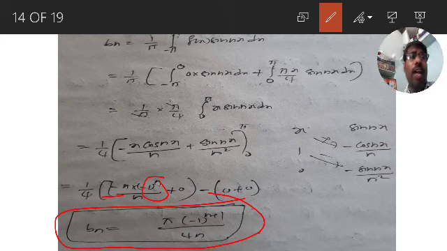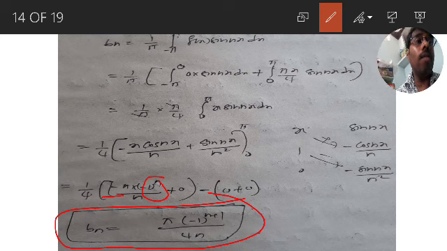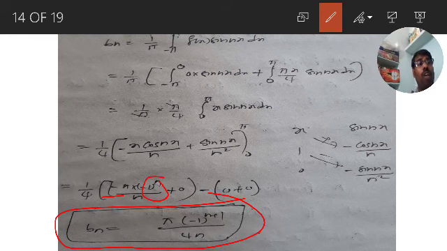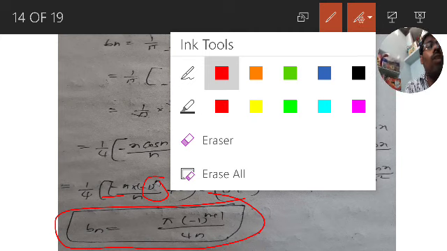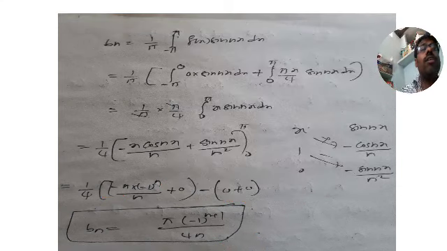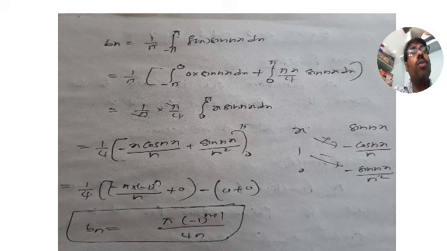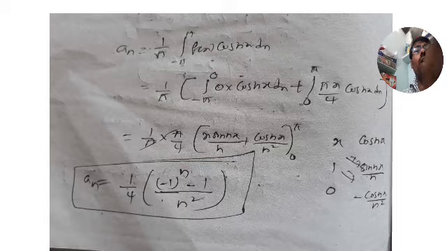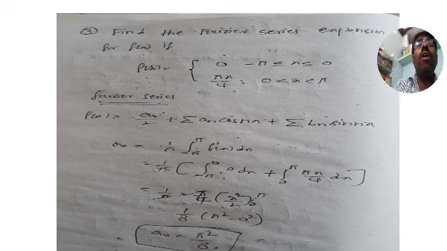We are able to find a naught, an and bn. Now let us substitute all these values into the Fourier series, so that we can find the Fourier series for this discontinuous function. Take it down so that we can go to the next slide. We are using Bernoulli's rule here. So until this, what we are able to find is, this is a question, a discontinuous function is given.